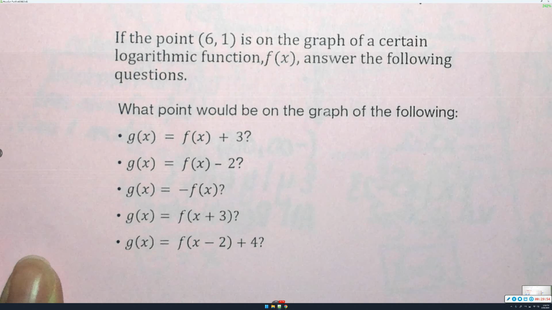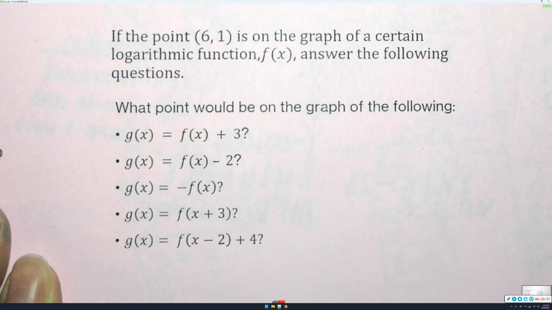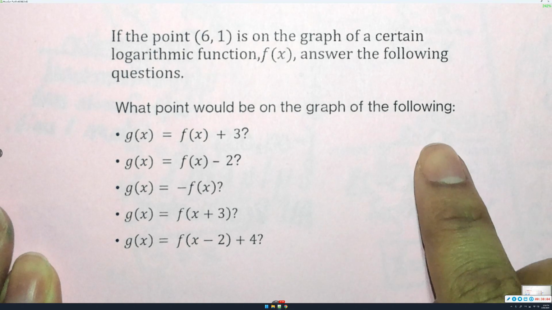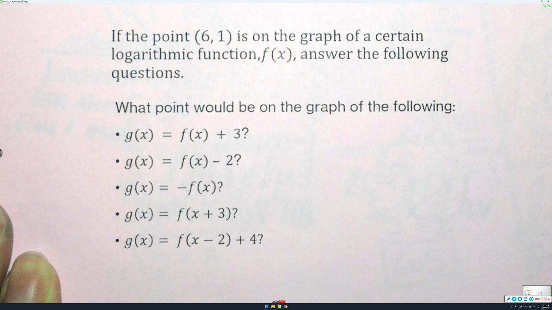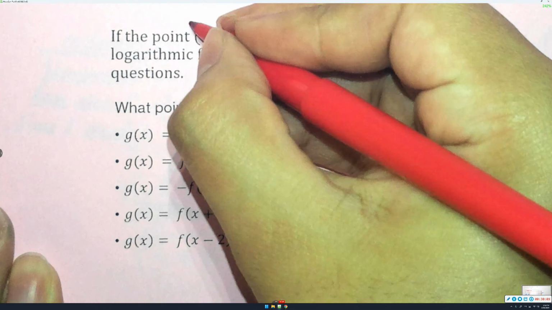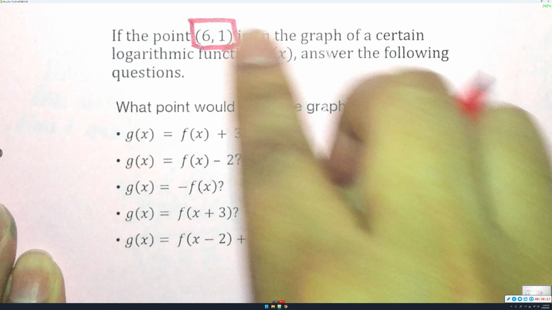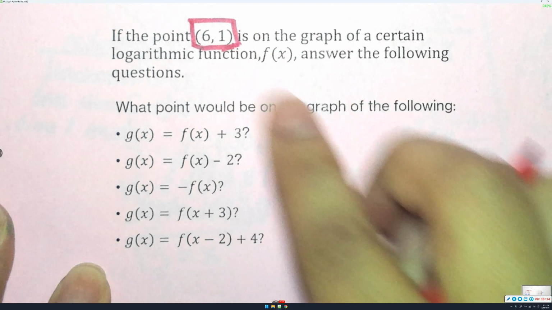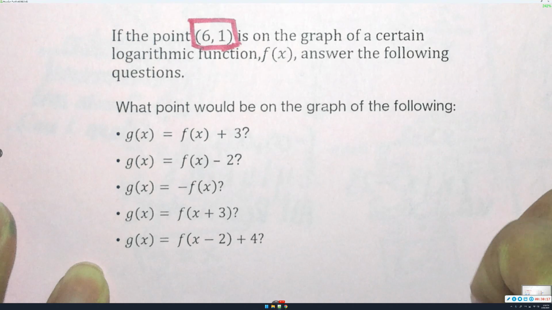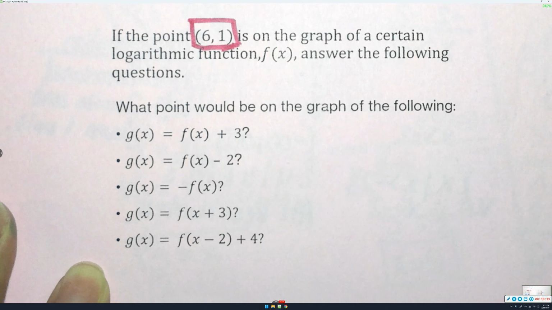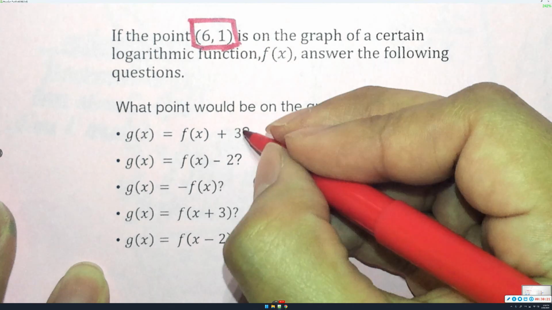Let's read it. If the point (6, 1) is on the graph of a certain log function f of x, answer the following questions. What point would be on the graph of the following? Let me just break it down for you. This is the original point, and what we're doing is transforming the graph using this point, and we're helping identify the new coordinate point based on that transformation.